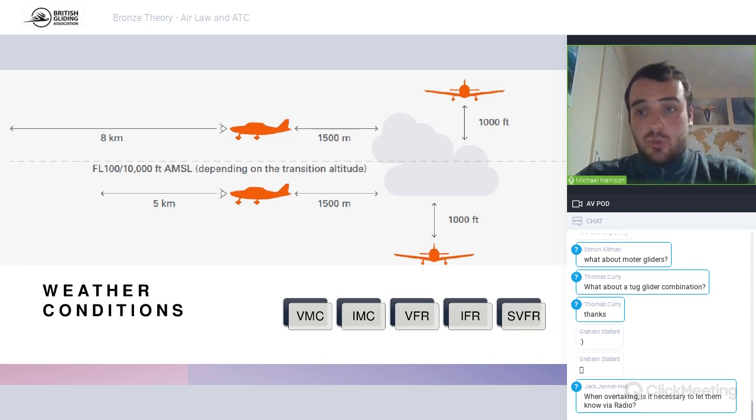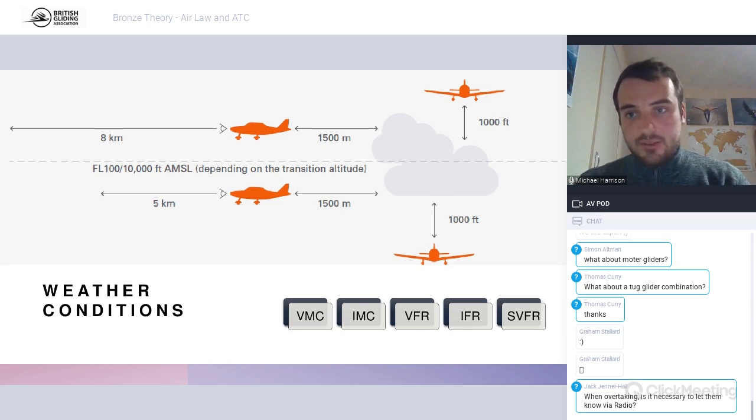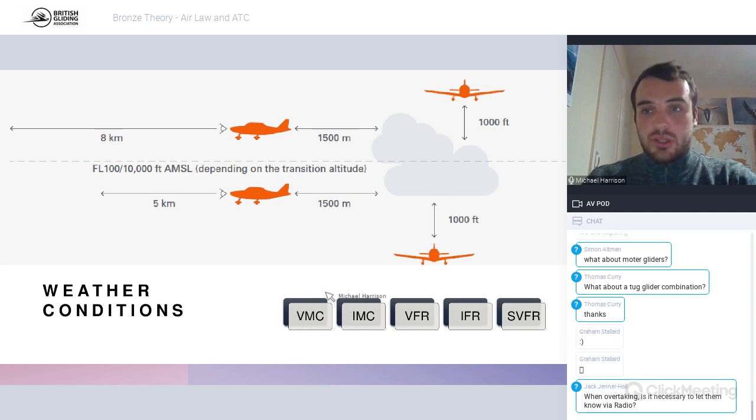VMC and IMC refer to the weather. So that's visual meteorological conditions and instrument meteorological conditions. VFR and IFR refer to the type of flying we are performing. So that's visual flight rules or instrument flight rules. As glider pilots, or as general aviation pilots, pardon me, we typically fly VFR. Now, when you are flying VFR, you have to be flying in visual meteorological conditions. If you're flying IFR, you can fly in VMC or in IMC, but VFR has to be in VMC. Now, whether you are VMC or IMC depends on how close you are to cloud and also what your in-flight visibility is.